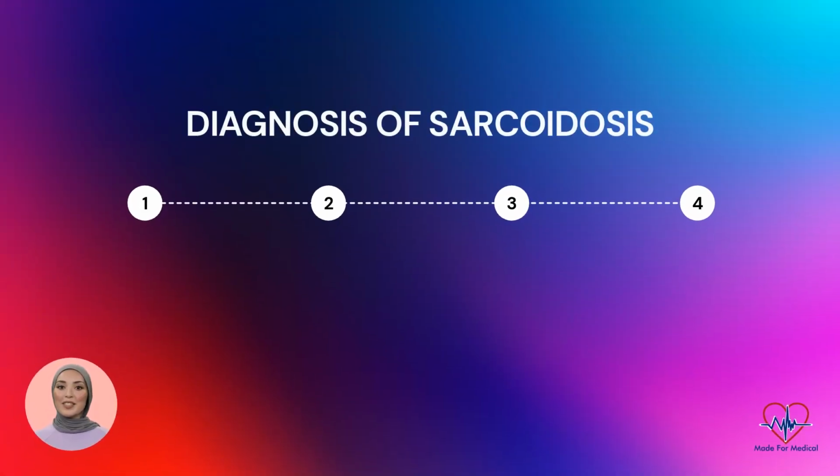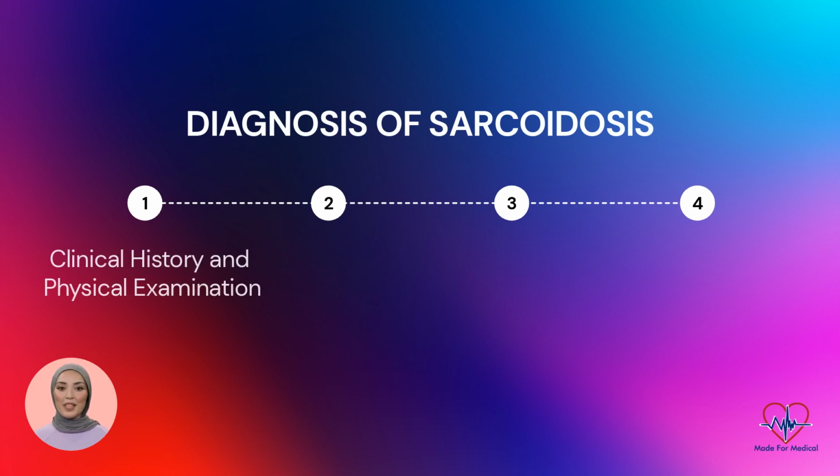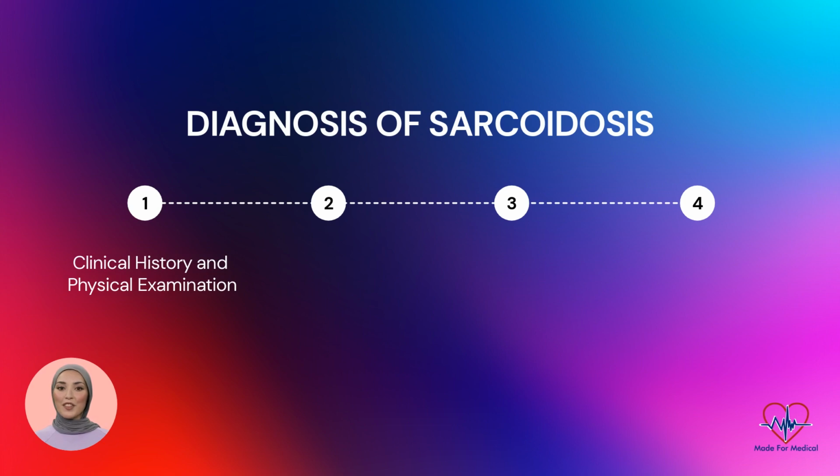The diagnosis of sarcoidosis involves a combination of clinical evaluation, medical history, imaging studies, laboratory tests, and sometimes tissue biopsy. Here are the common methods used to diagnose sarcoidosis. Clinical medical history and physical examination.